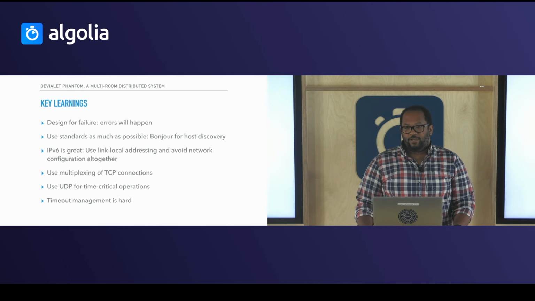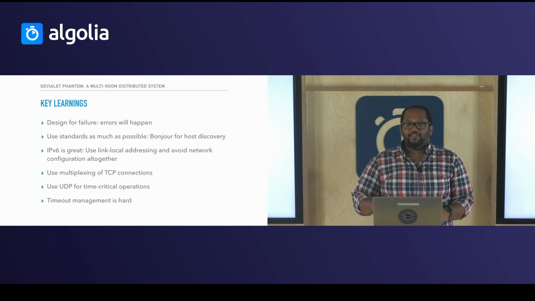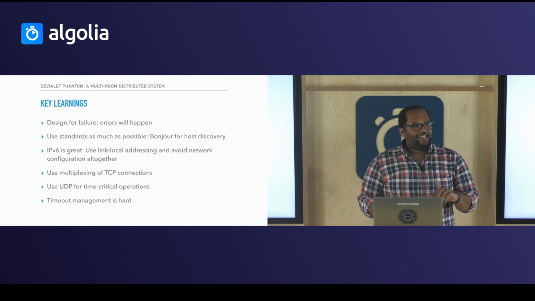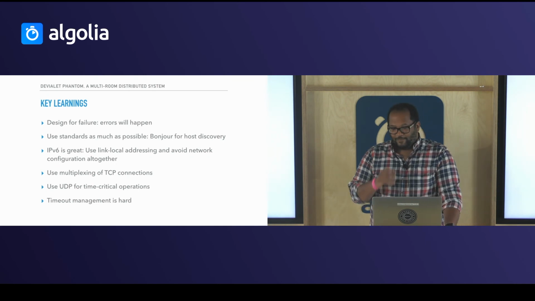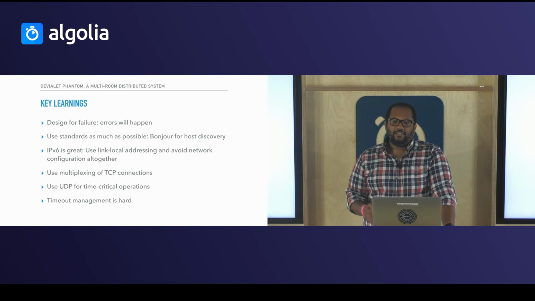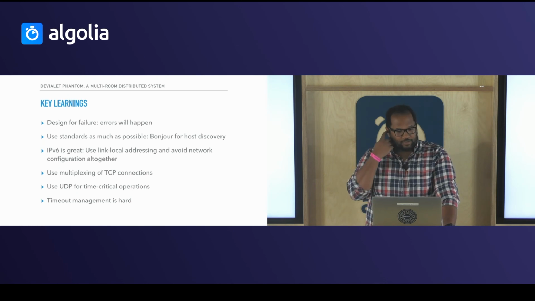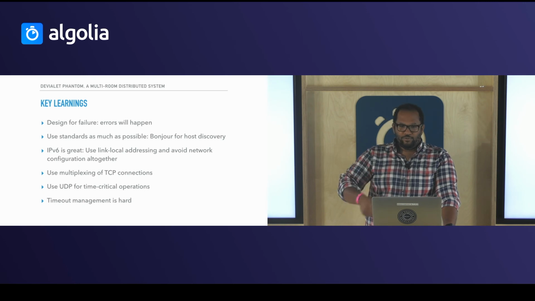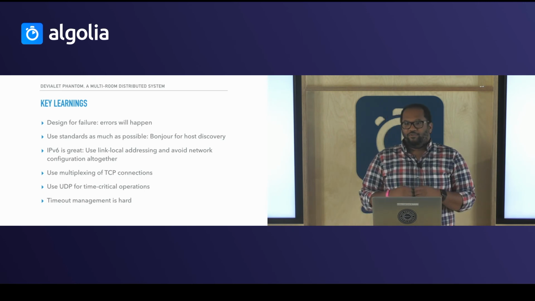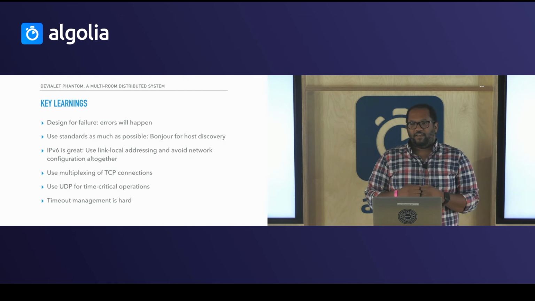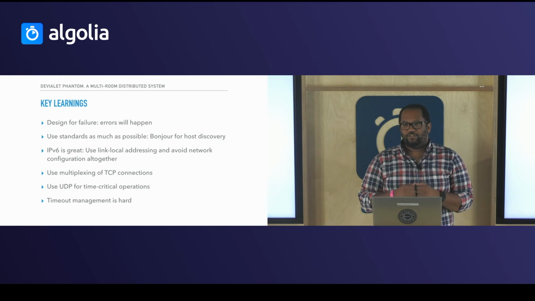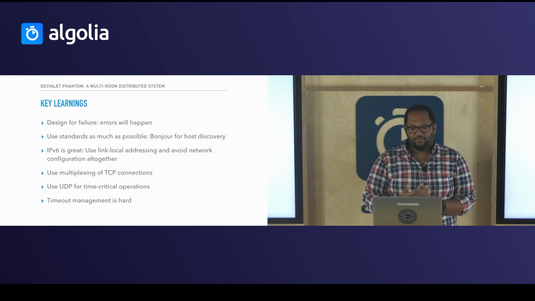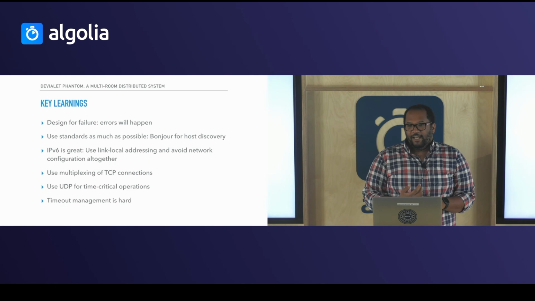Use standards as much as possible. Typically, we design a whole UDP discovery system where stuff just existed for it. Bonjour, for example, or multicast DNS is perfect for discovering hosts on the network. IPv6, we use IPv6 in a new iteration of our system. We don't have to have DHCP and stuff like that to configure hosts. We can just use link local addressing, which comes naturally as soon as you activate IPv6 on your hosts.